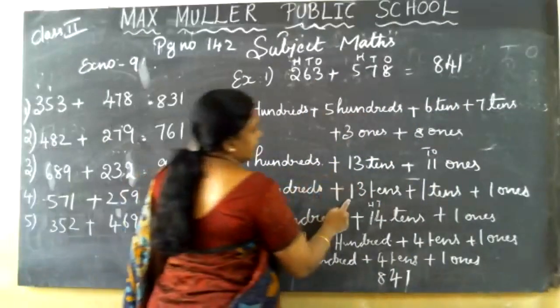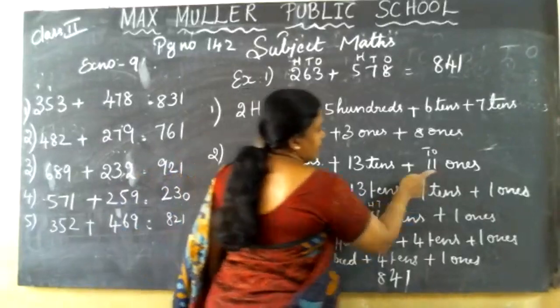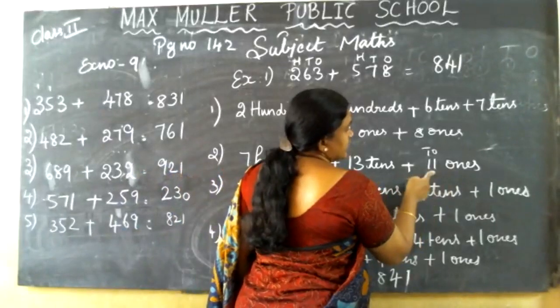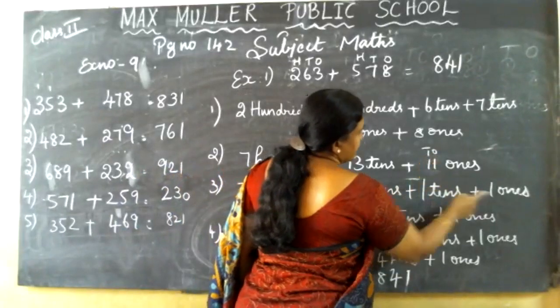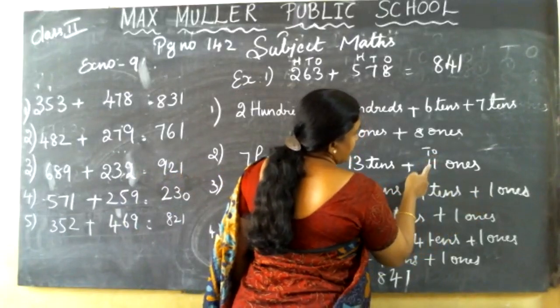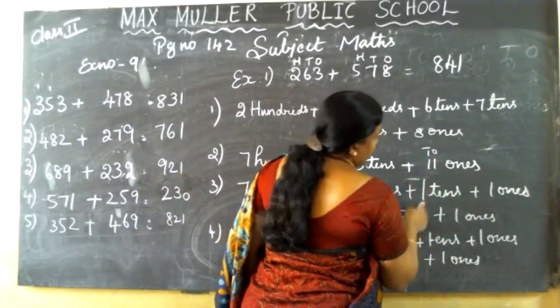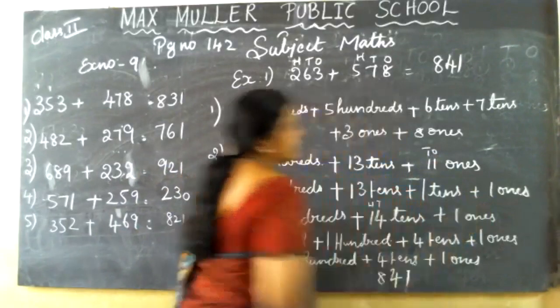700 here, 13 tens plus 11. When a 2-digit number is in the ones place, 1 is in ones, 1 ones. The other 1 is in the tens place. So 1 tens plus 1 ones.